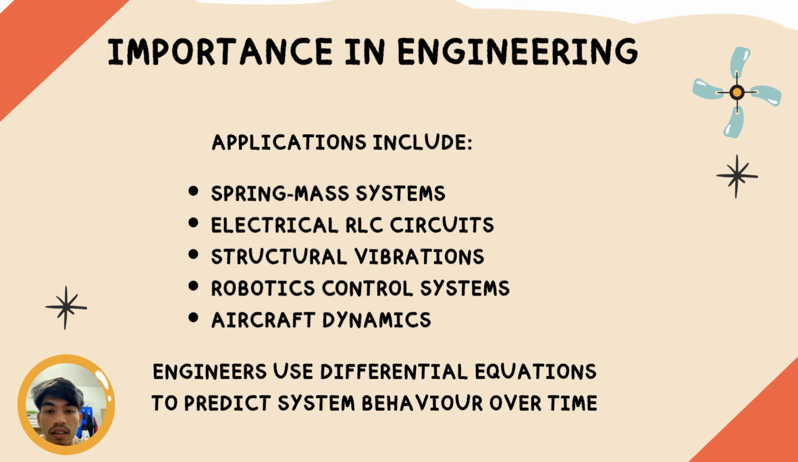For the next slide, we move to importance in engineering. Why is this important? Because engineers use this equation to predict system behavior over time. Key applications include spring mass system, electrical RLC circuit, structure vibration, robotic control system, and the last, aircraft dynamics.